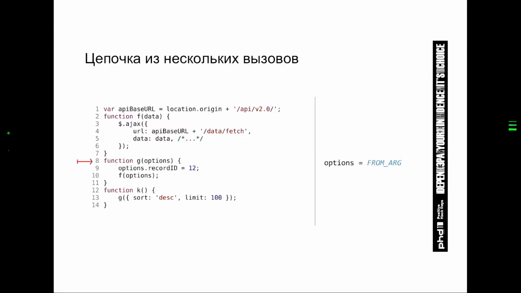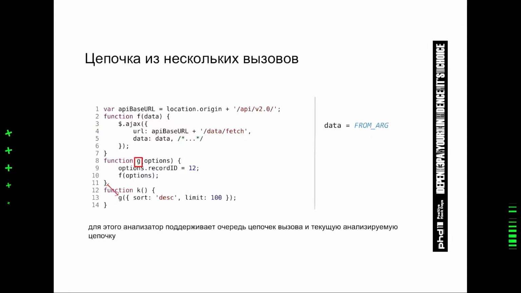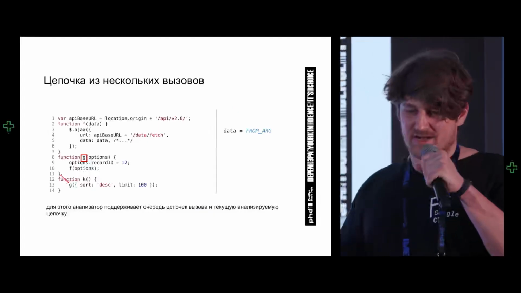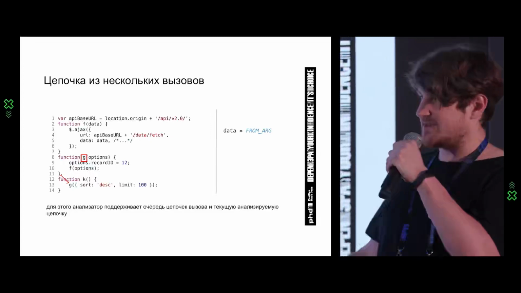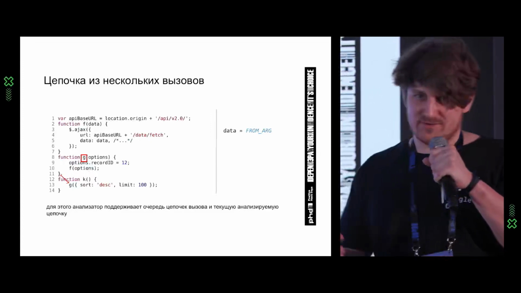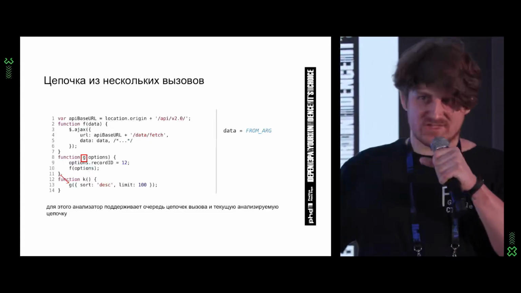So first we calculate f from arg, then when we enter f, it again reads from arg. So the analyzer understands, okay, so now we need to search for G to find more precise arguments. So how is this done?